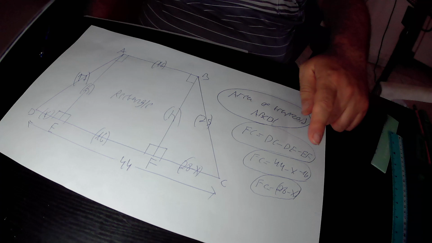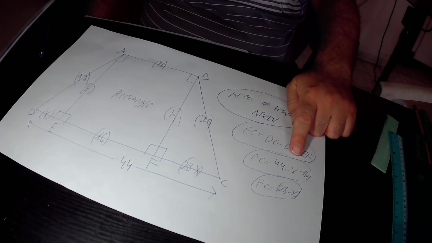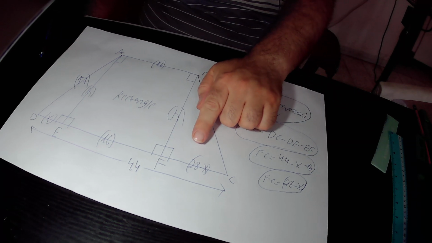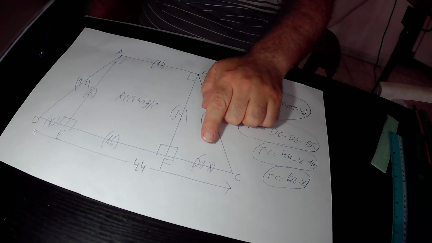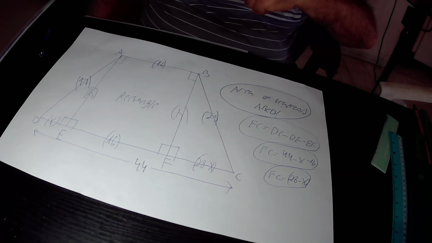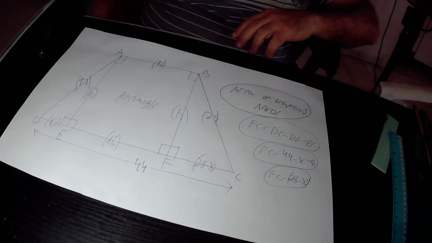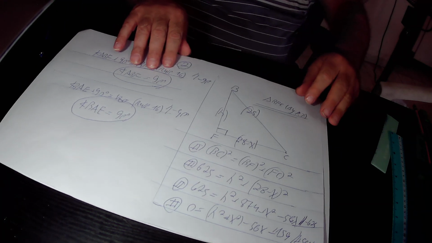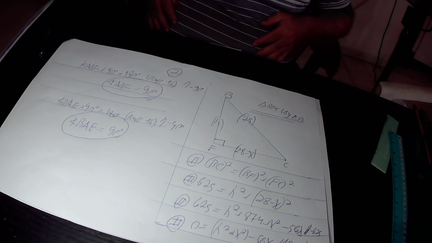44 minus 16 is 28. So in total, this expression is equal to 28 minus x. So we found out that FC equals 28 minus x units in its length. The next step, we copied the right triangle BFC in a new page and we implemented the Pythagoras theorem on this right triangle BFC. So actually, this is the right triangle BFC that I copied from the original drawing.